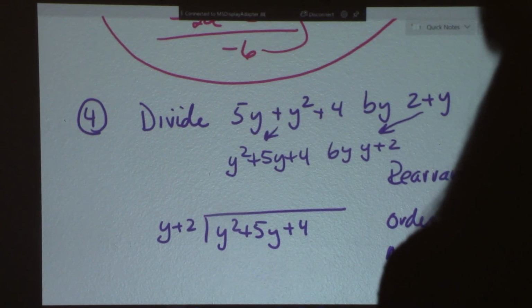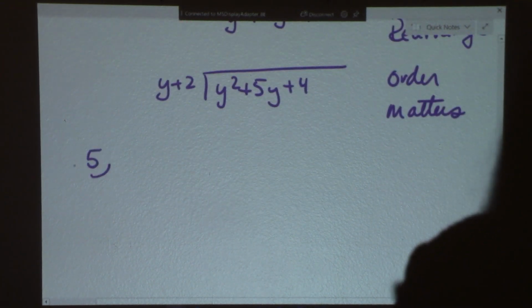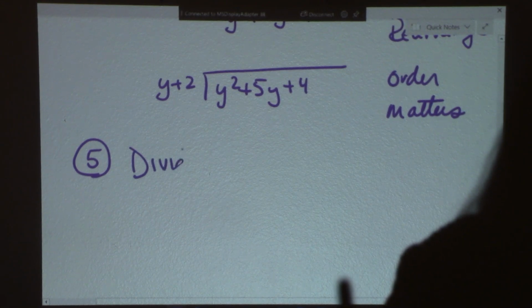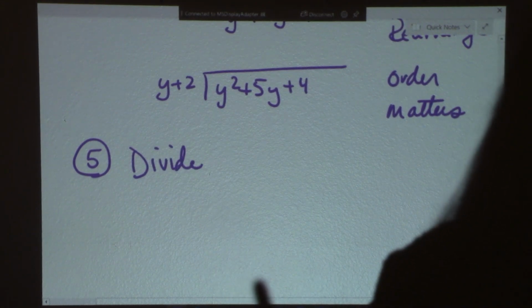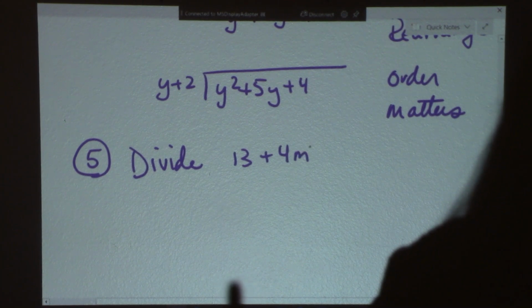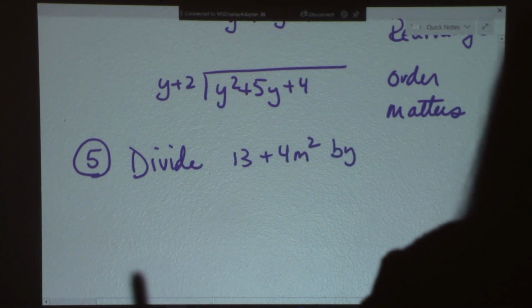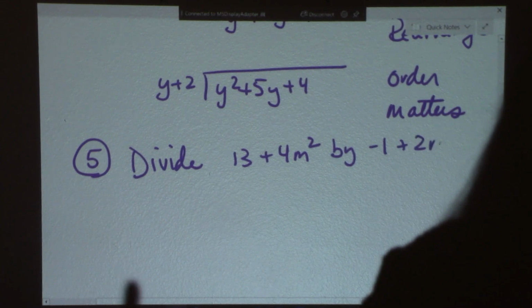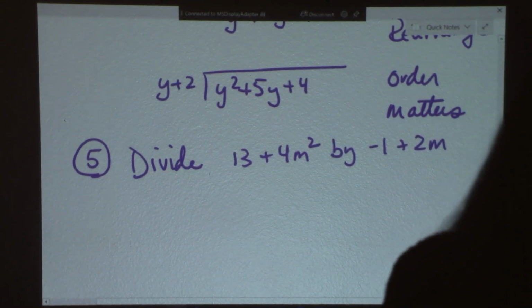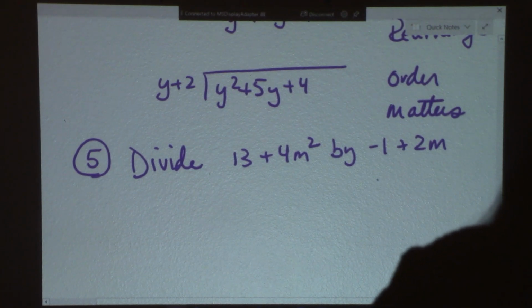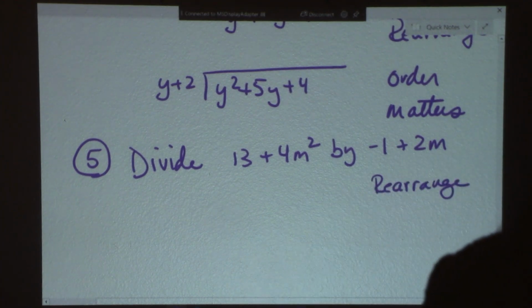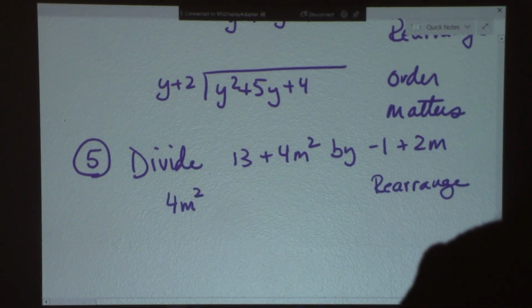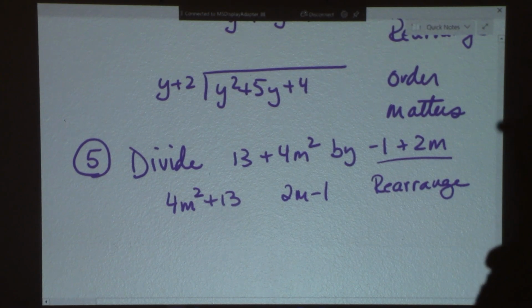Okay, let's keep going. Number 5, divide 13 plus 4m squared by negative 1 plus 2m. Okay, so we have a few things we need to do here. The first thing we need to do is rearrange the problem because the terms are out of order. So I have 4m squared plus 13. And I also have this out of order, so I'm going to change that to 2m minus 1.